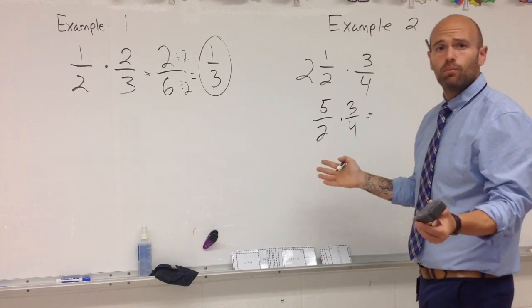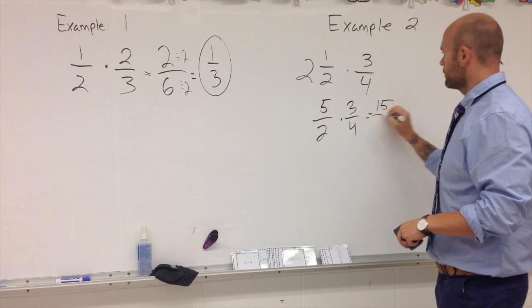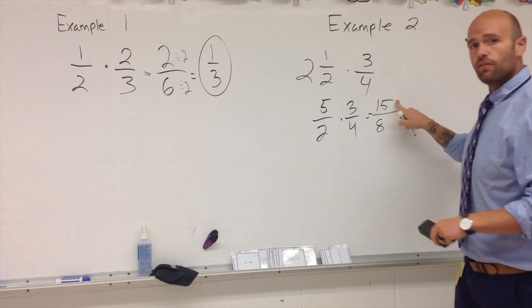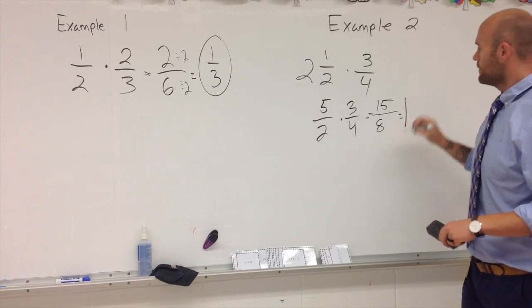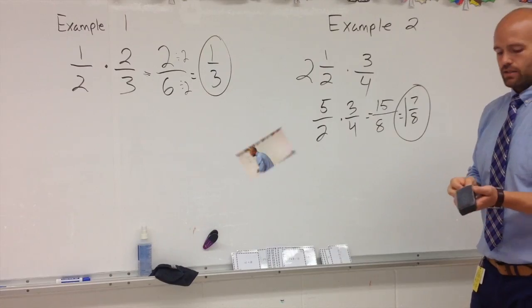Once we get to this step, we just multiply straight across again. 5 times 3 is 15, 2 times 4 is 8, 8 can go into 15 one time, and we have 1 and 7/8, which would be our final answer.